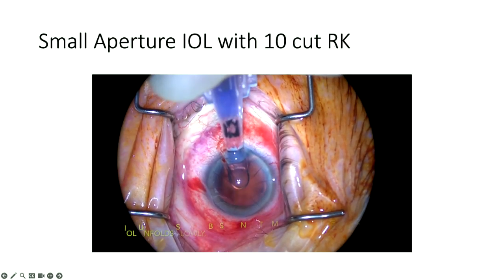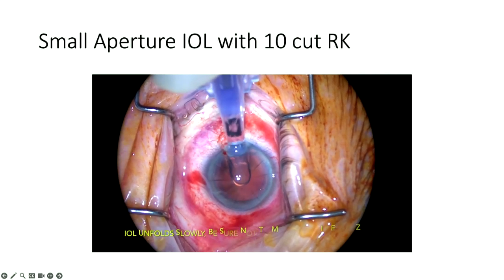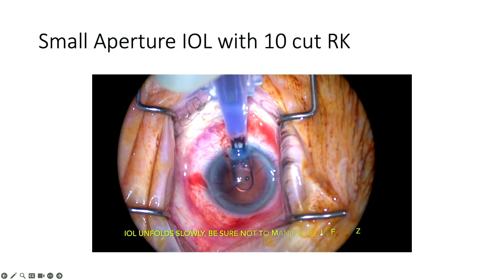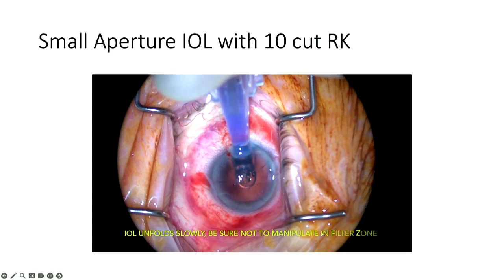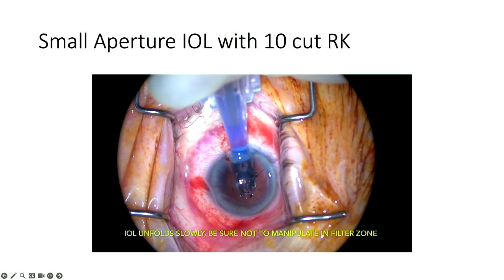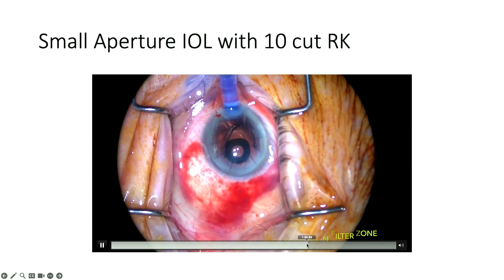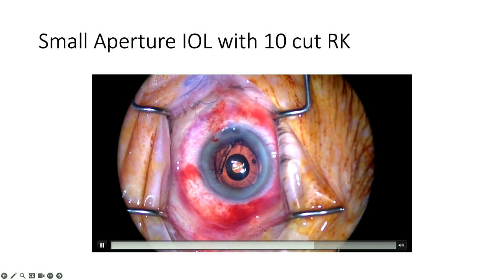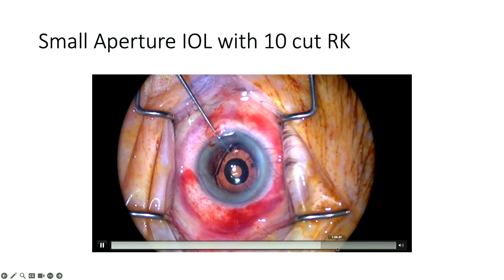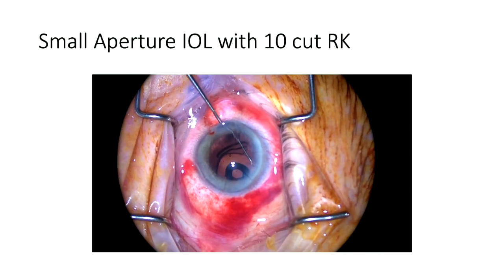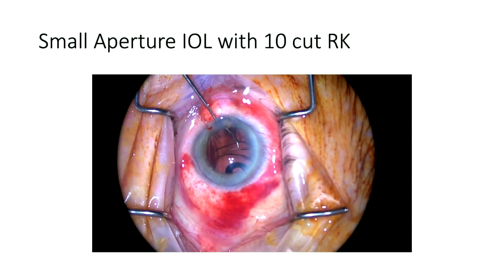I've just been using what Bausch & Lomb supplies. It is very, very slow unfolding. You need a 3.2 incision, so you do need a slightly larger incision there. It unfolds slowly, and the main thing is that after it's unfolded and you manipulate the lens, you need to avoid that filter zone. That is that dark area that gives the pinhole optics.